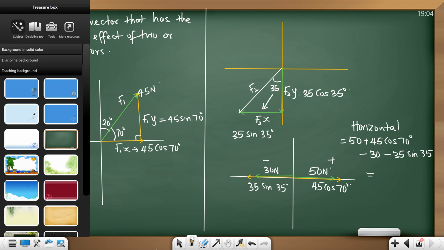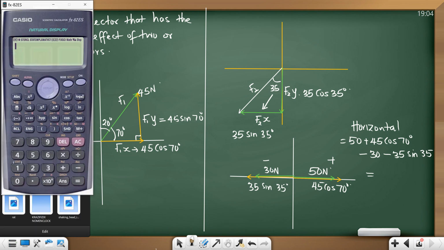Yes, I'm sure. You are sure? Yes, sir. Hey, Mpan, you sure? All right, let's check. 45 cos 70 minus 30 minus what? 35 sine 35. What do you say your answer is? Please try again for the horizontal component. Oh, wait, I wrote... yeah, I'm correct. I'm very sure I typed this incorrectly.